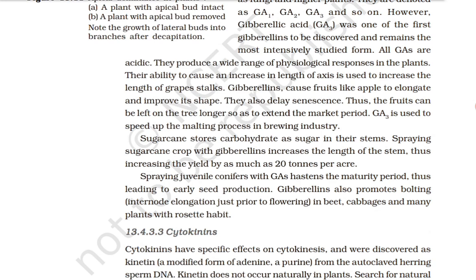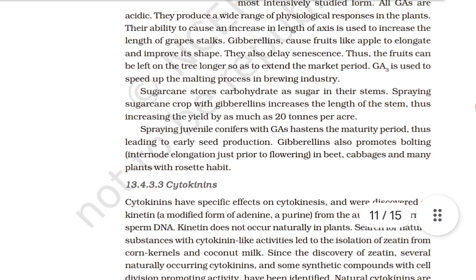Spraying sugarcane crop with gibberellins increases the length of the stem, thus increasing the yield by as much as 20 tons per acre. How many tons per acre? 20 tons per acre. Okay, let's proceed further.